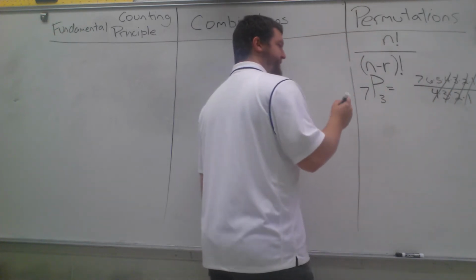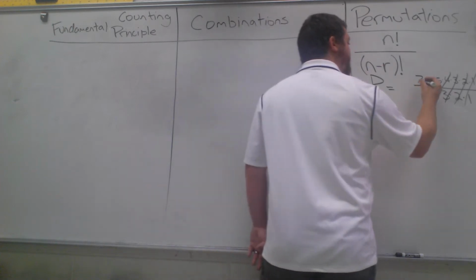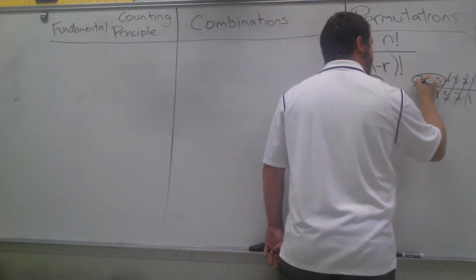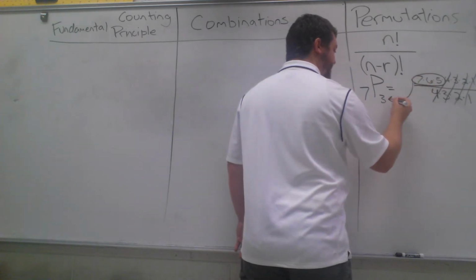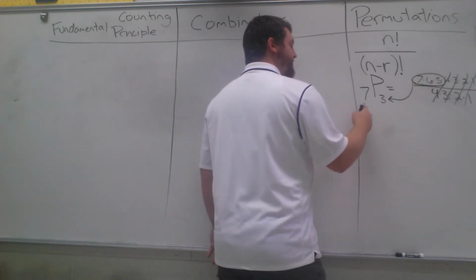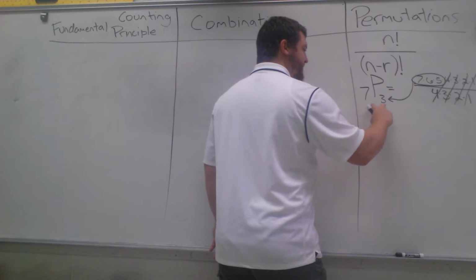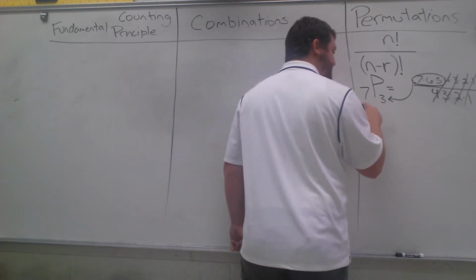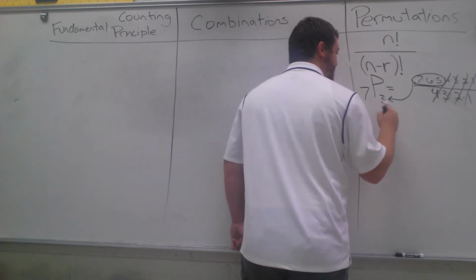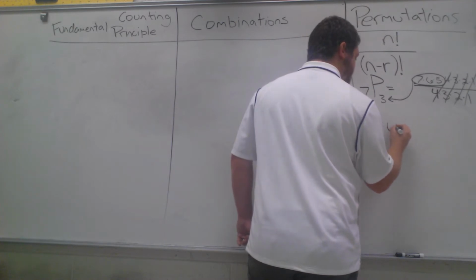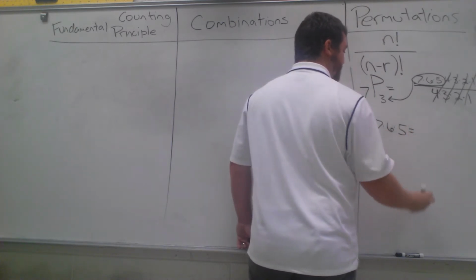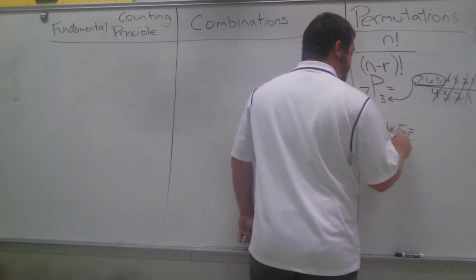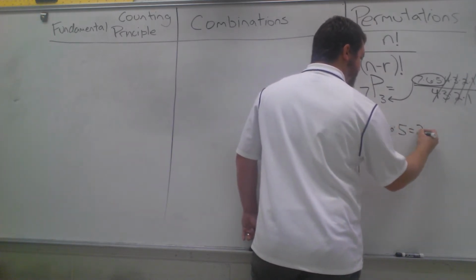Now, the shortcut is this. How many numbers was I left with? Oh, I can't talk this morning. 3. Okay, and here's my 3. So what you do is when you see this notation, you simply go, oh, well, that's where I'm starting, and that's how many numbers I'm writing. So I just write 7 times 6 times 5. One number, two numbers, three numbers. Put it in your calculator, and you get your answer. This is 30 times 7 is 210.